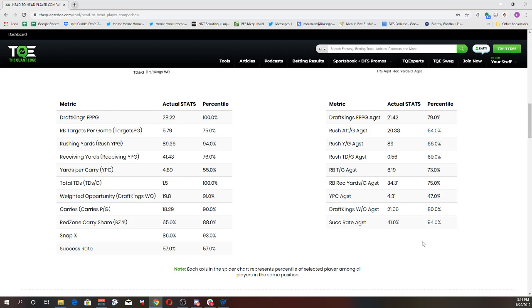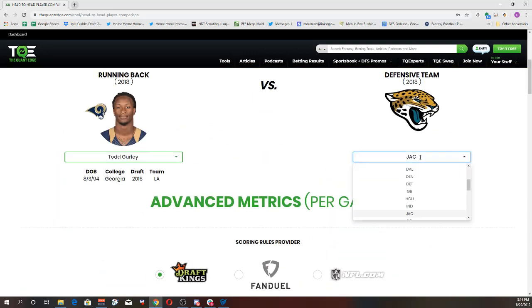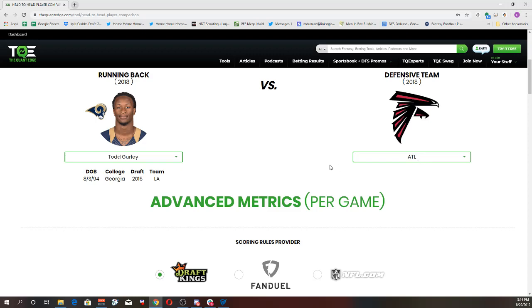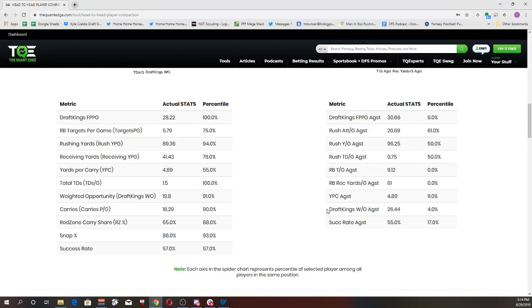And we can see the weighted opportunity against the Jacksonville Jaguars. A great example is if I switch this to the Atlanta Falcons, we're going to see that the weighted opportunity against them was 4th percentile, even though the rush attempts against them were 61st percentile. It's because the running back targets, they got peppered with targets over and over again and could not stop. We can see the success rate against, which is the number of runs against them that were successful. And a successful run is 40% on first down, 60% on second down, and the entire yardage needed to be gained on third and fourth down.